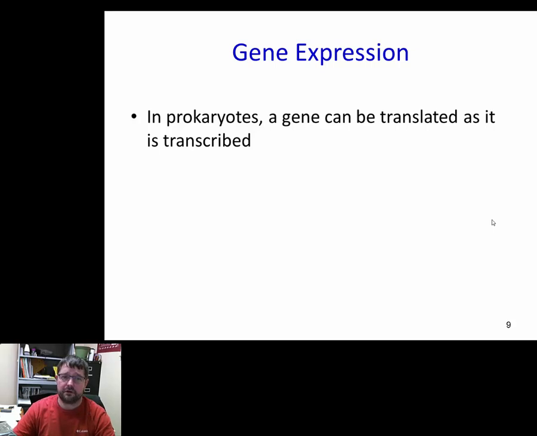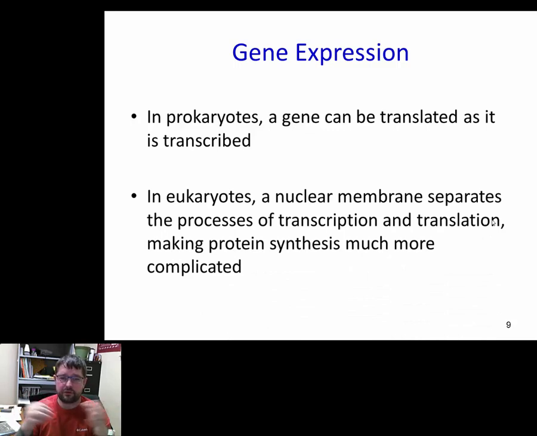Prokaryotes, on the other hand, like I said before, the gene can be translated at the same time that it's transcribed, giving them a distinct advantage when it comes to construction of proteins, at least in a manner of speed. They have a distinct advantage.